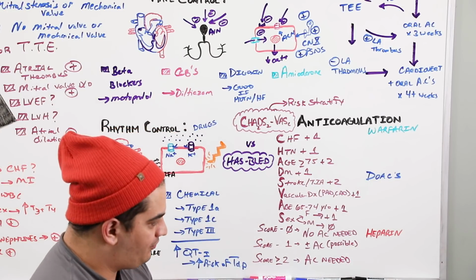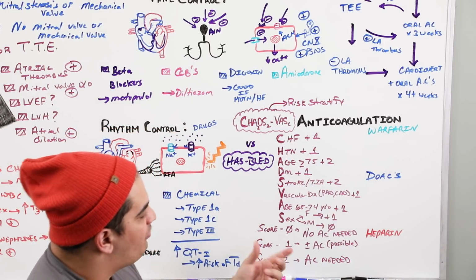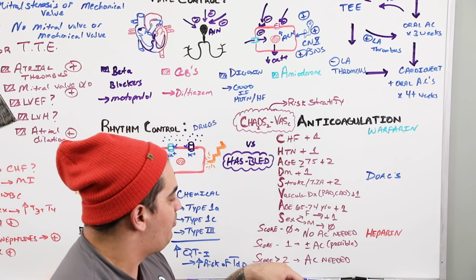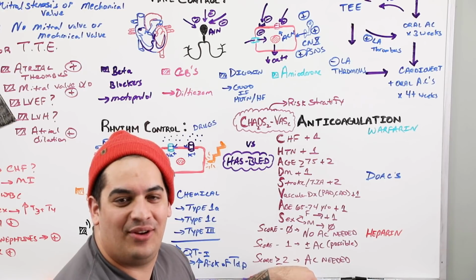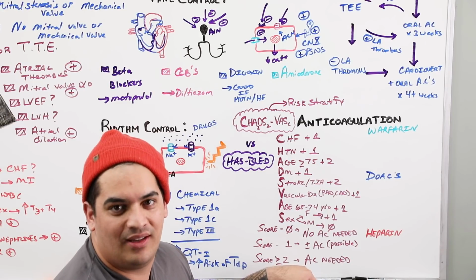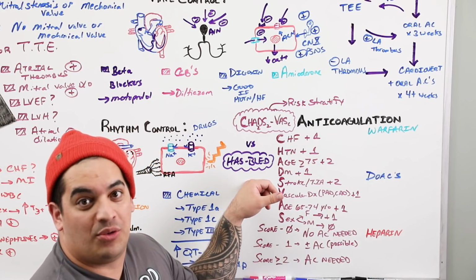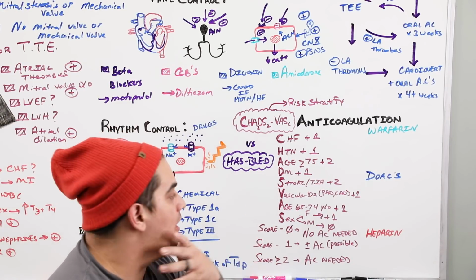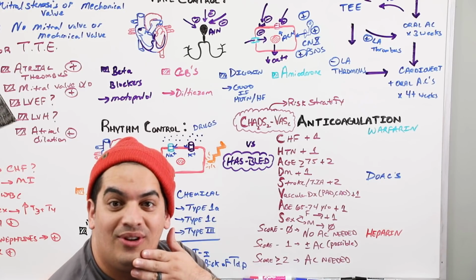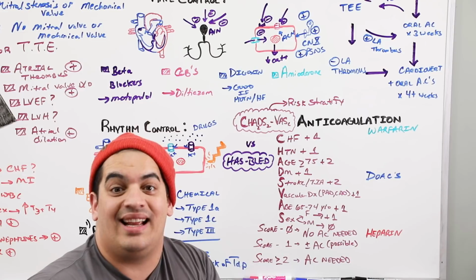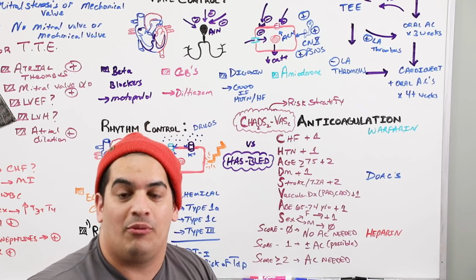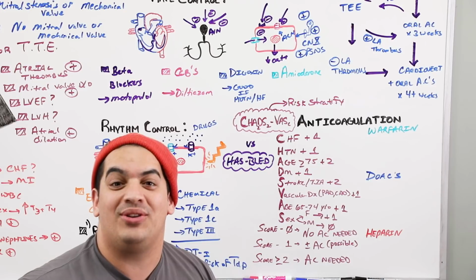Now, here's the thing. You have to be thinking about this. Let's say they had a person who had a CHA2DS2-VASc score of 2 or plus, right? Their HAS-BLED score was really high though. Frank, what do I do? I don't know if I need to anticoagulate this person. What if they have a bleed in their brain or something like that? They need anticoagulation. They have a high risk of forming strokes. What do I do? What do I do?